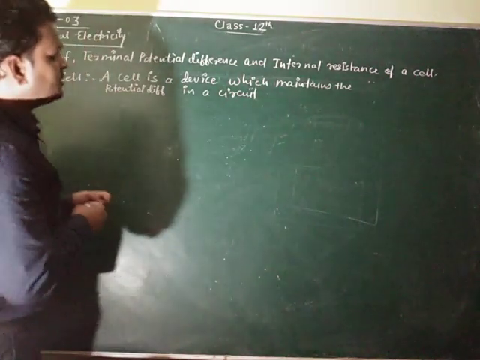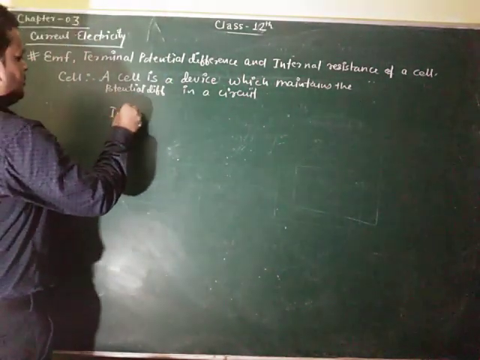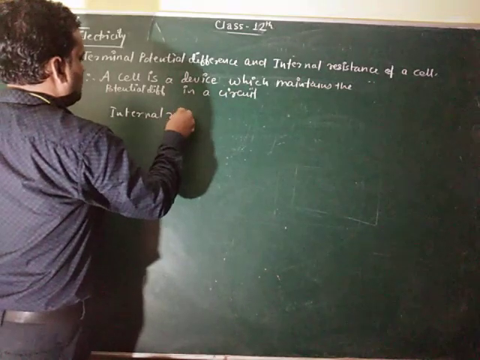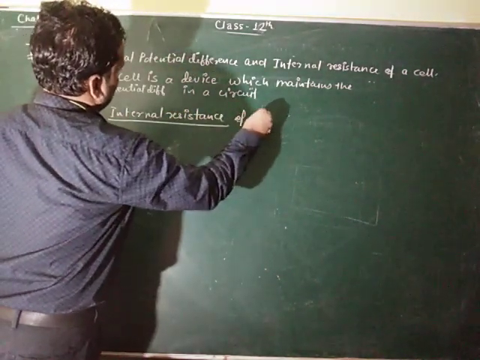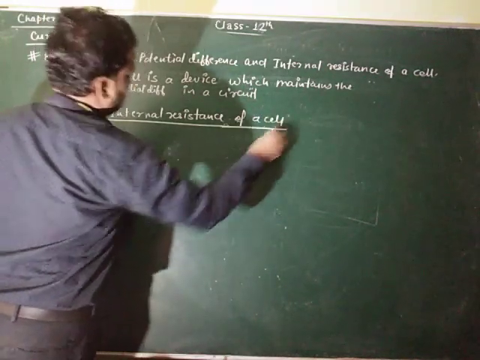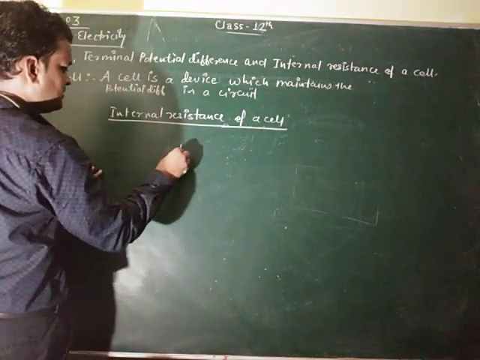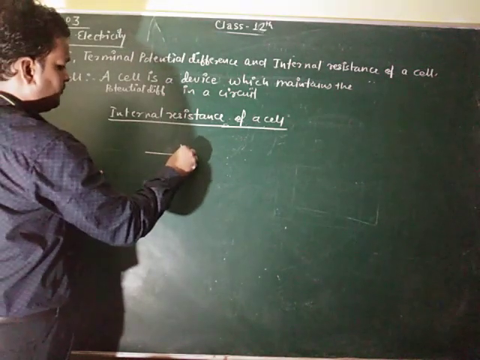Now the next is internal resistance of a cell. Consider this resistance is here, the cell.